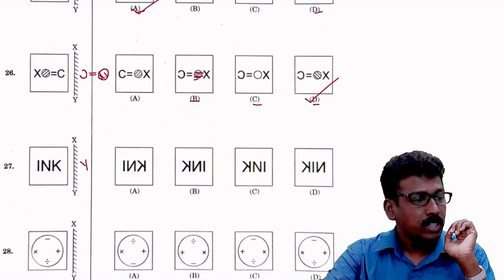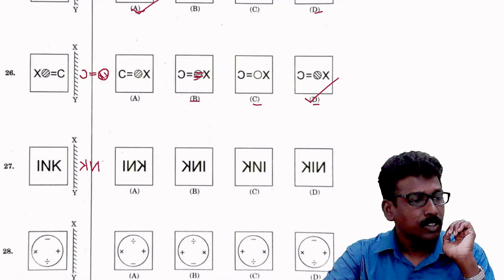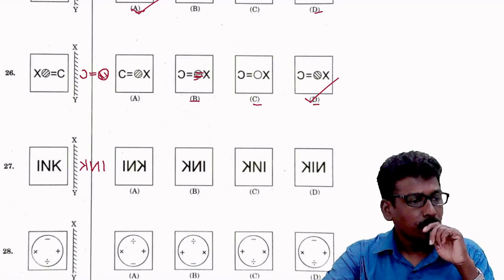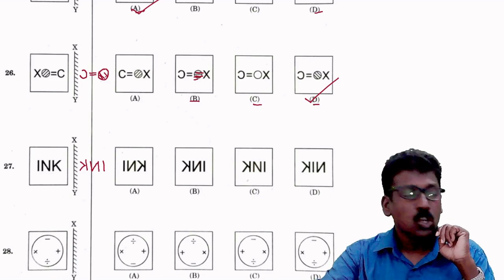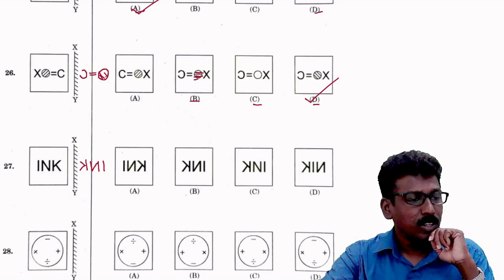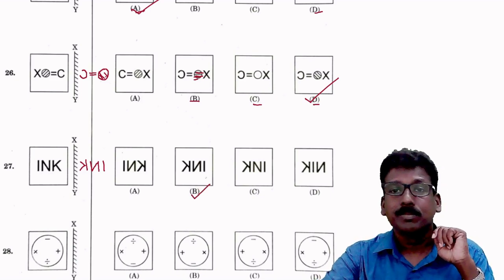K in this way. N, yes, it is reversed in this way, it will be K. So the correct answer will be B.